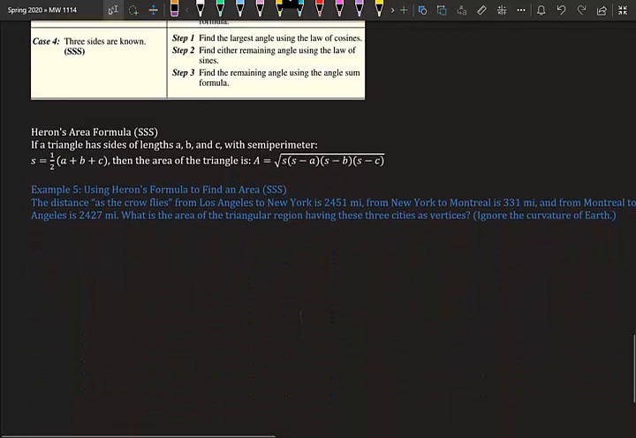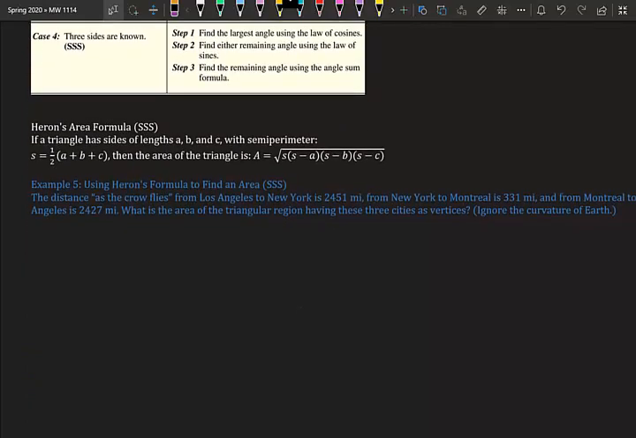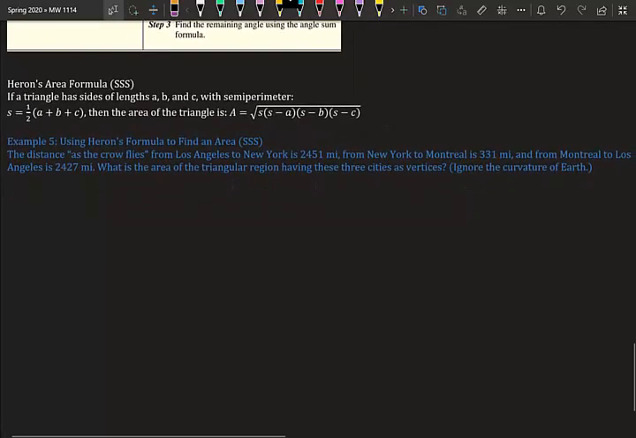Heron's area formula given side, side, side. So you can find the area of a triangle if you only have the sides. The first thing we need to do is find our S, and then we can use our formula. The distance as the crow flies from Los Angeles to New York is 2,451 miles. From New York to Montreal is 331 miles, and from Montreal to Los Angeles is 2,427 miles. What is the area of the triangular region having these three cities as vertices? Ignore the curvature of the Earth.